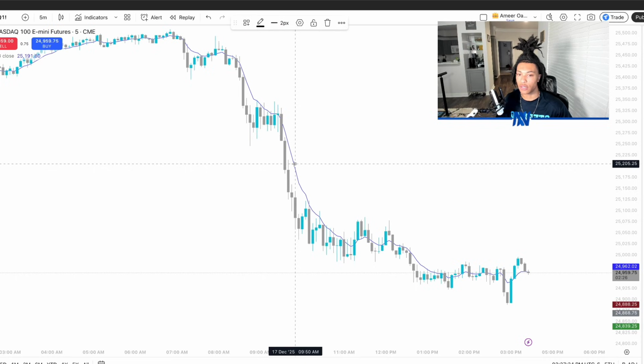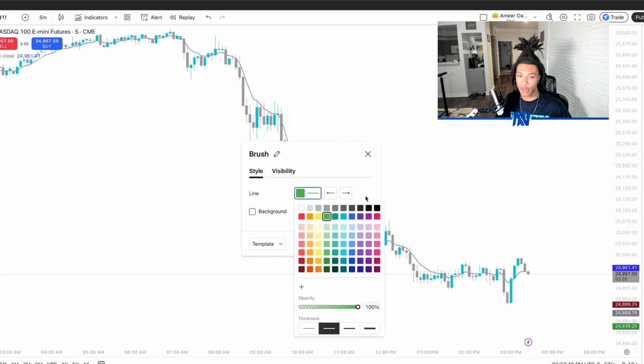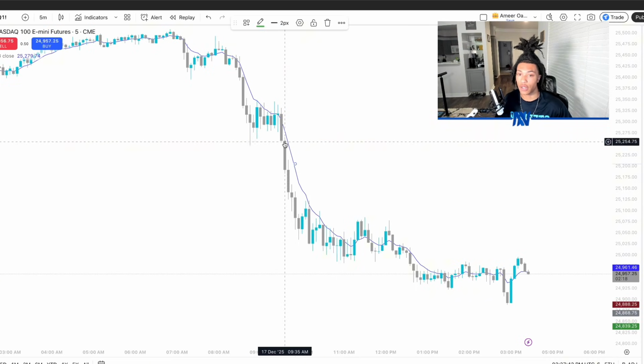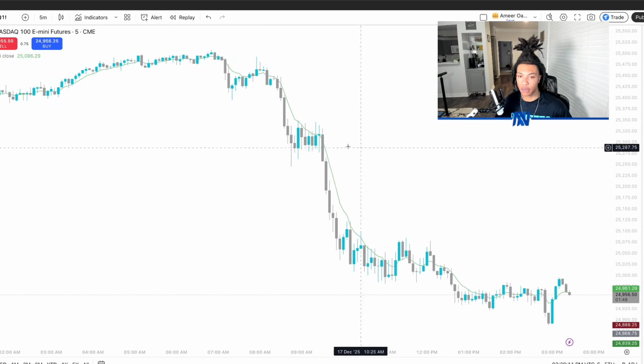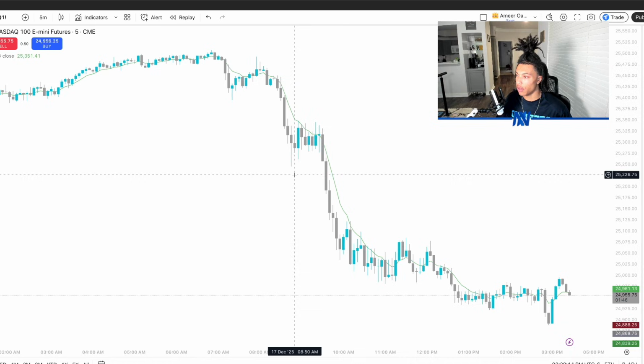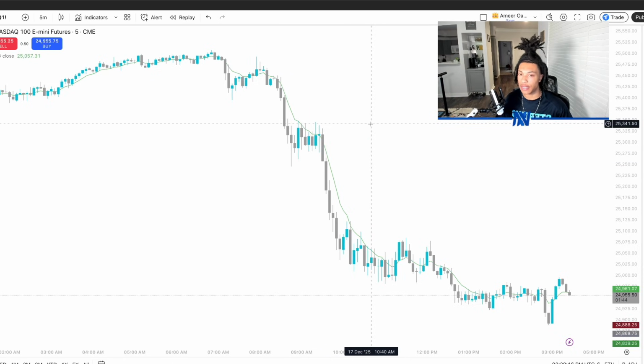And then you can change the color to whatever you want. I have it as green because that's how I've been trading it. I've been using green ever since I started. But yes, that's the first step, just simply having an 8 EMA on your chart, and that's all you need to get set up.